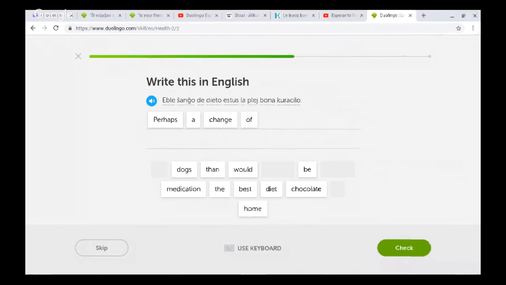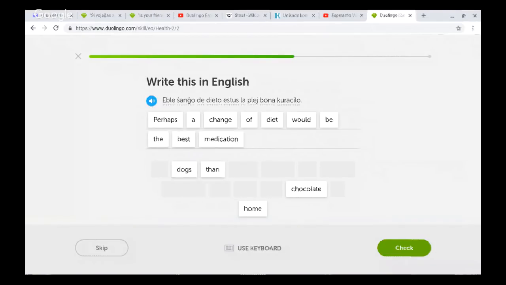I think these tap words are harder to do than actually typing. Perhaps a change of diet would be the best treatment. Would be the best medication. I'll take that. Perhaps a change of diet would be the best medication. I read those too because so often I just miss a word and don't realize it. All right, good.